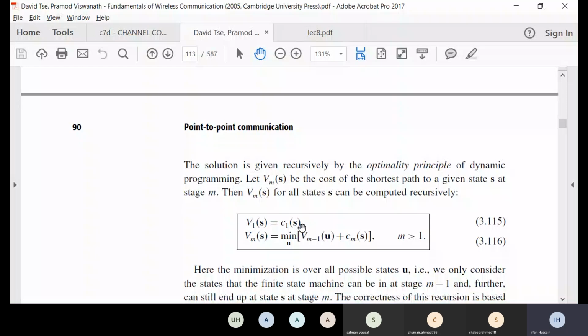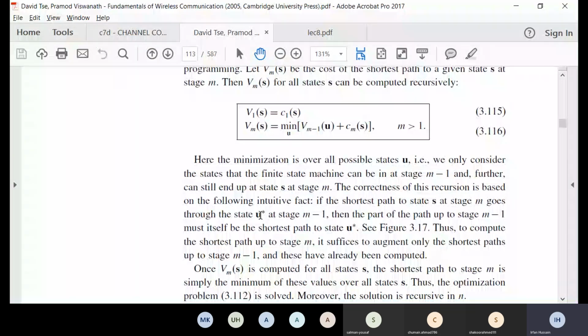So based on this fact, if the shortest path to a state at stage m goes through a state u at stage m minus 1, then the path up to stage m minus 1 must itself be the shortest path to state u. So going to S at this stage, in that path you have to go through this stage. The shortest path to this must be included in the complete path for state S at stage m. This is the optimal. This is also shown in figure 3.7.